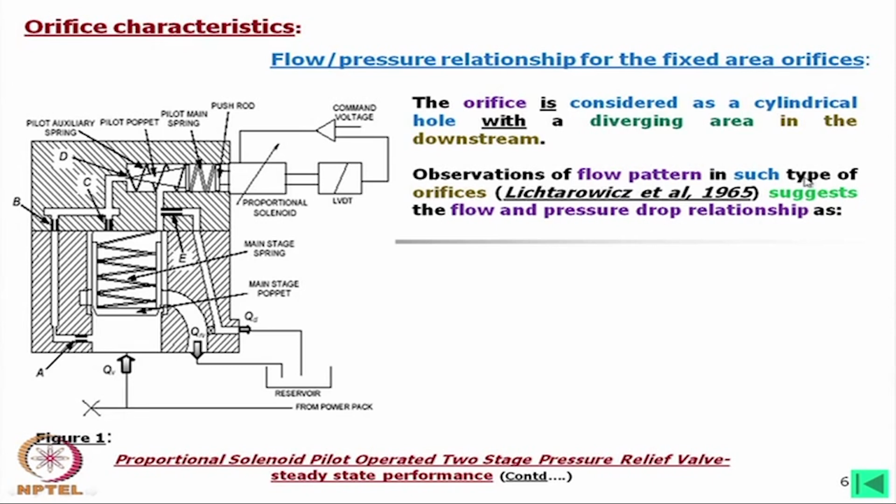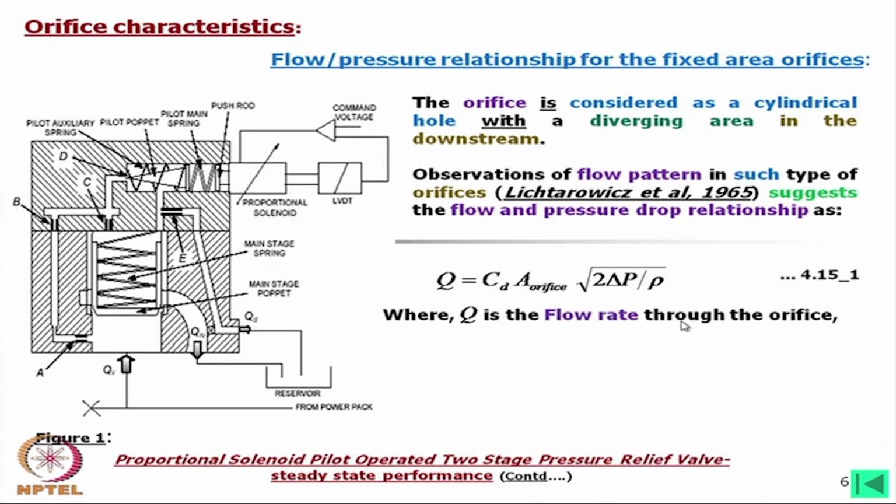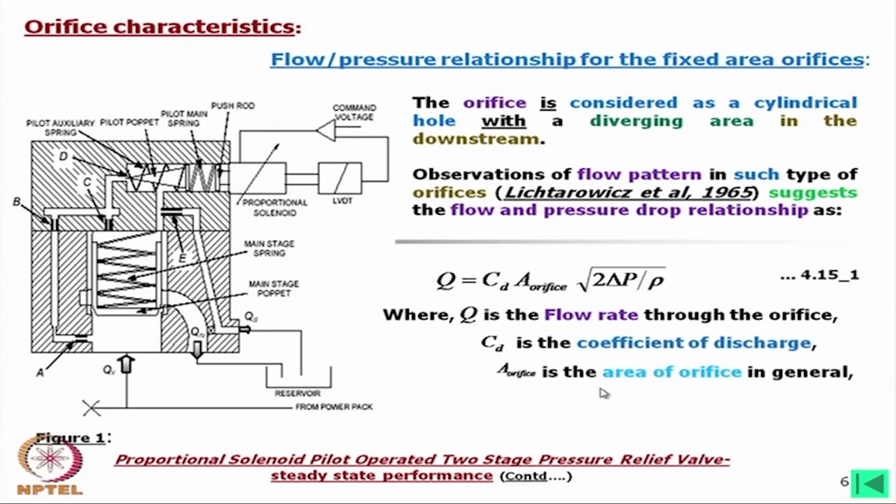Now, the flow pattern in such types of orifices suggests the flow and pressure drop relationship as follows. This is the general equation. However, these are known already. We know A is the orifice area, del P is the pressure drop, and C D is the coefficient of discharge. So, these equations are already known to us, and we can use these equations for this orifice analysis also.